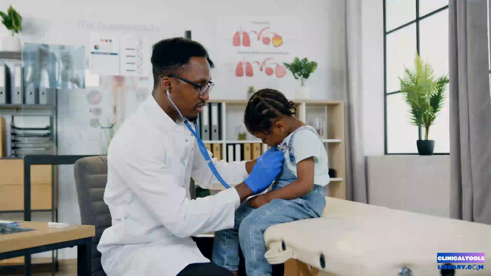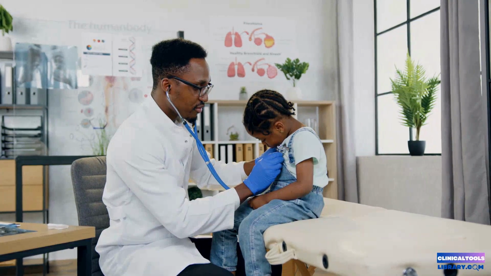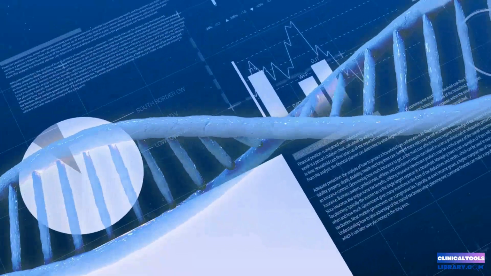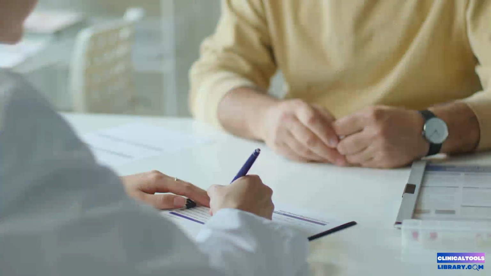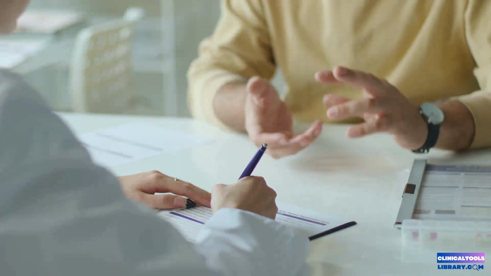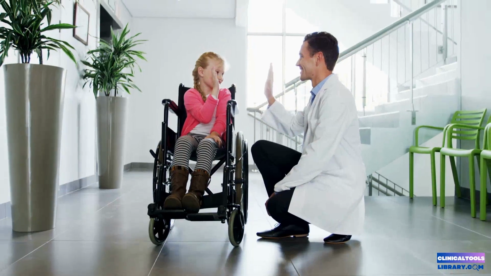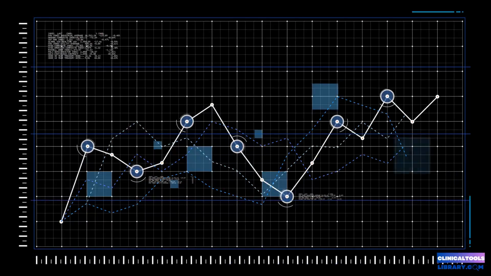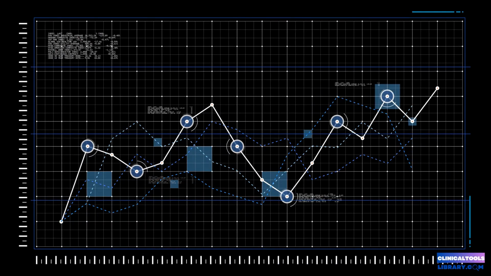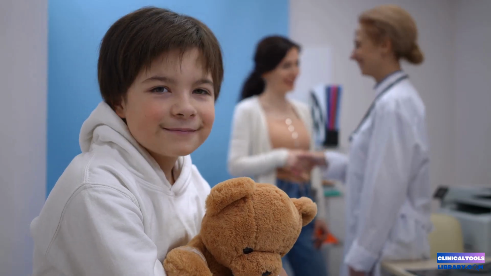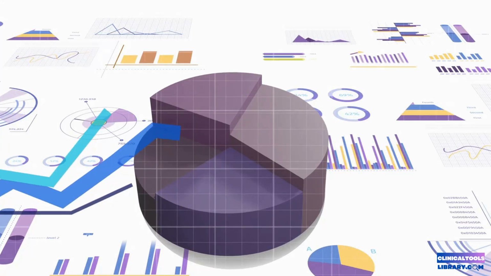The Ages and Stages questionnaires demonstrate variable sensitivity and specificity depending on the study and population. Sensitivity refers to the tool's ability to correctly identify children who have developmental delays. Specificity indicates the capacity to correctly identify children who do not have delays.